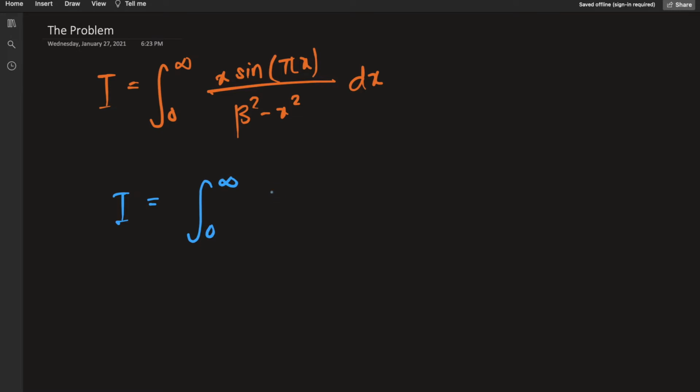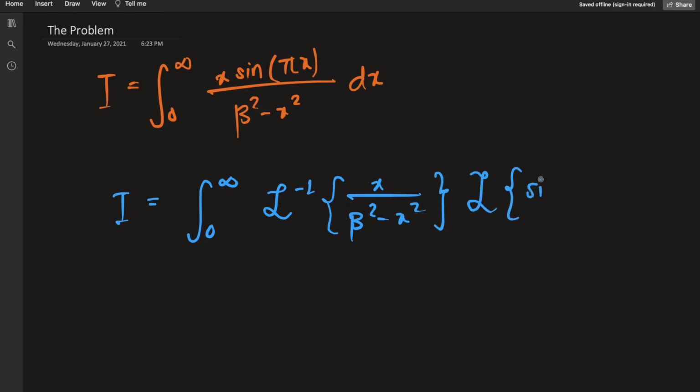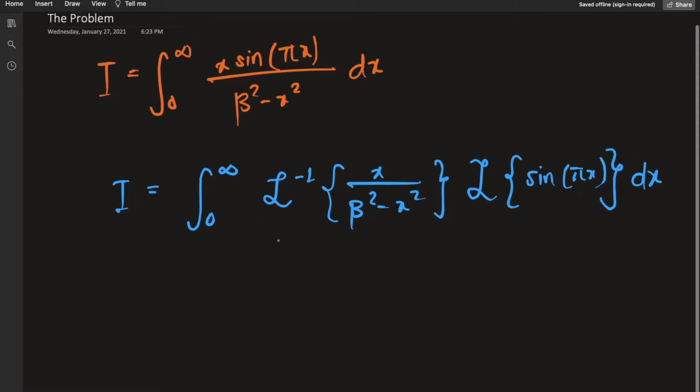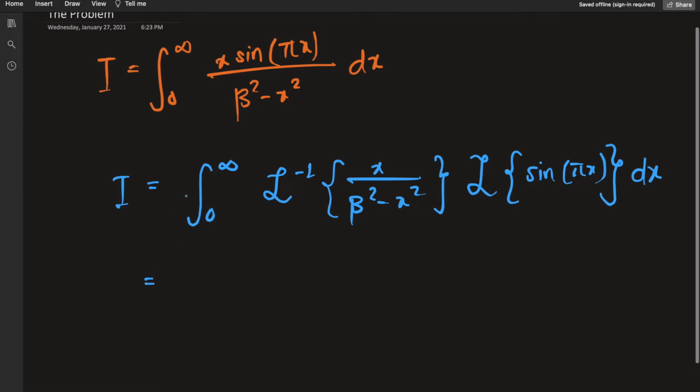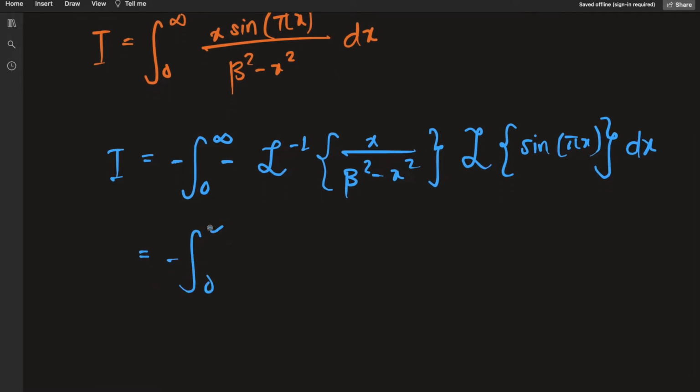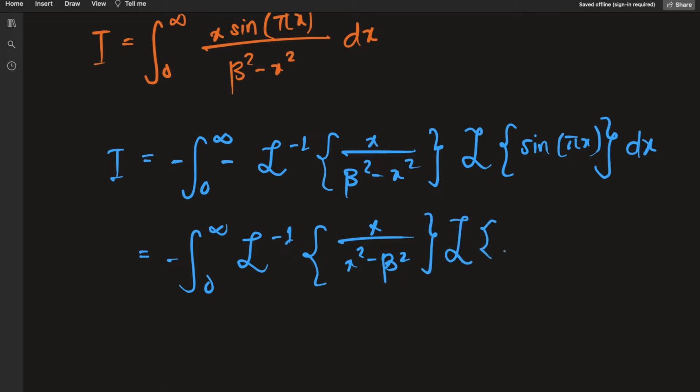So we can take the inverse Laplace transform of this guy, x over beta squared minus x squared, and the Laplace transform of sine of pi x. And this is possible because the limits of integration are from 0 to infinity. Well, you would like to multiply by 2 negatives, because one negative can be taken inside the inverse Laplace, and we get x over x squared minus beta squared, and the Laplace of sine of pi x dx.